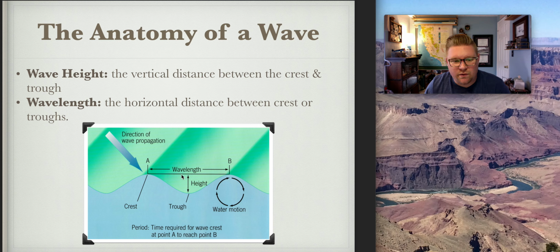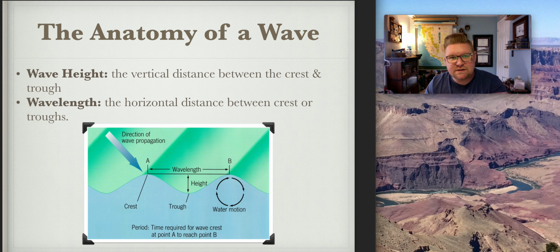This is important for us to understand as a measurement for those who study oceanography, because understanding the wave height and wave length tells us a lot about the energy that's being transferred within the ocean. So the larger the wave height, the stronger or greater the energy.